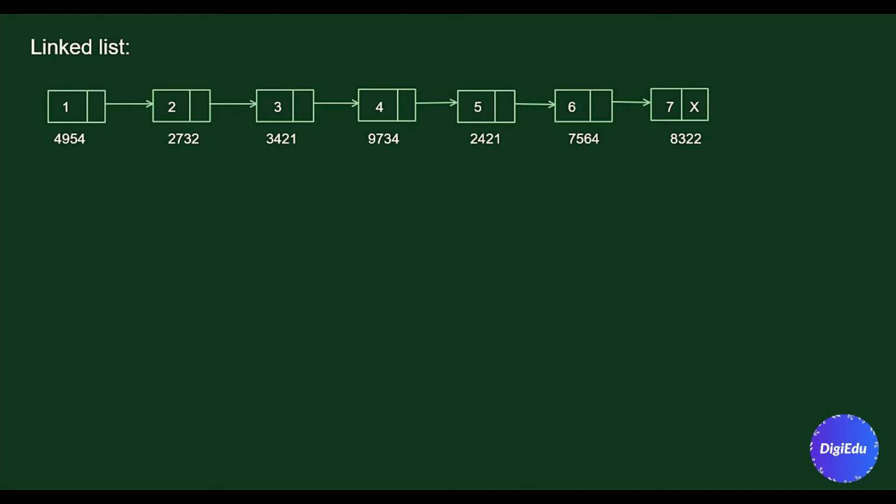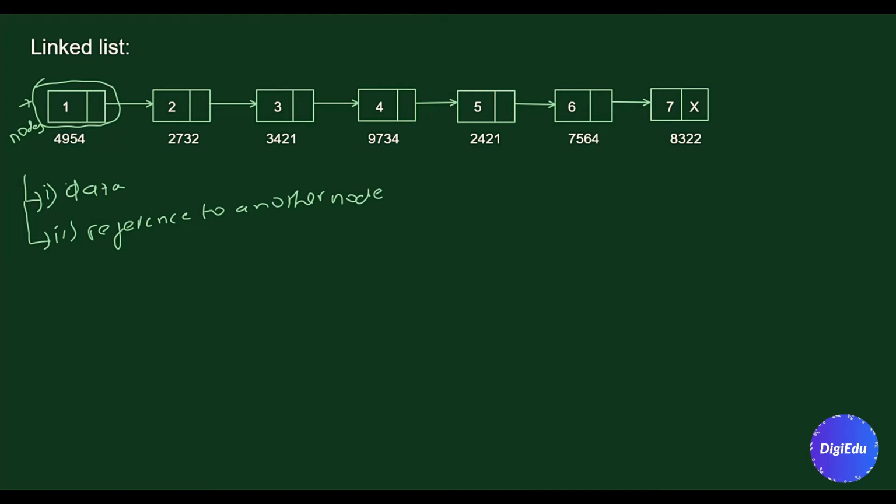So in a linked list there are two components. The first component is actually called a node. We call these nodes. A node consists of two parts. The first part is going to store the data, and the second part is going to reference another node, right?